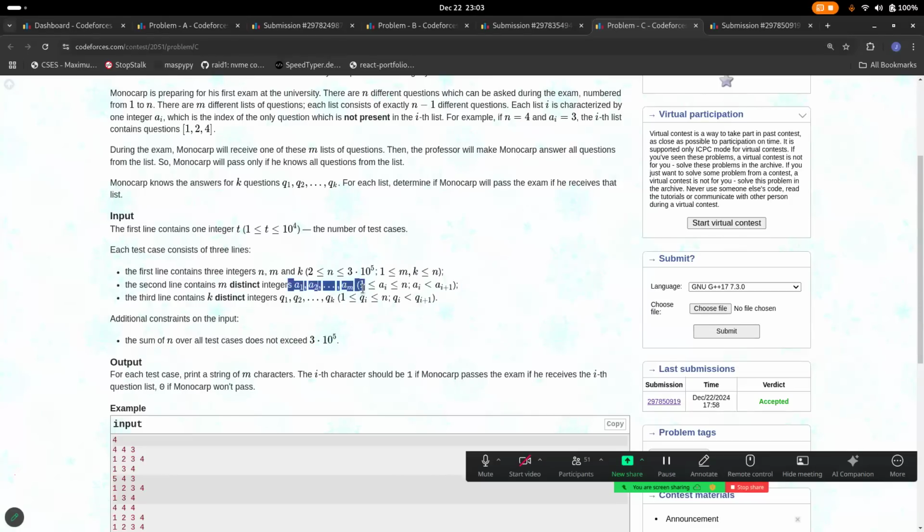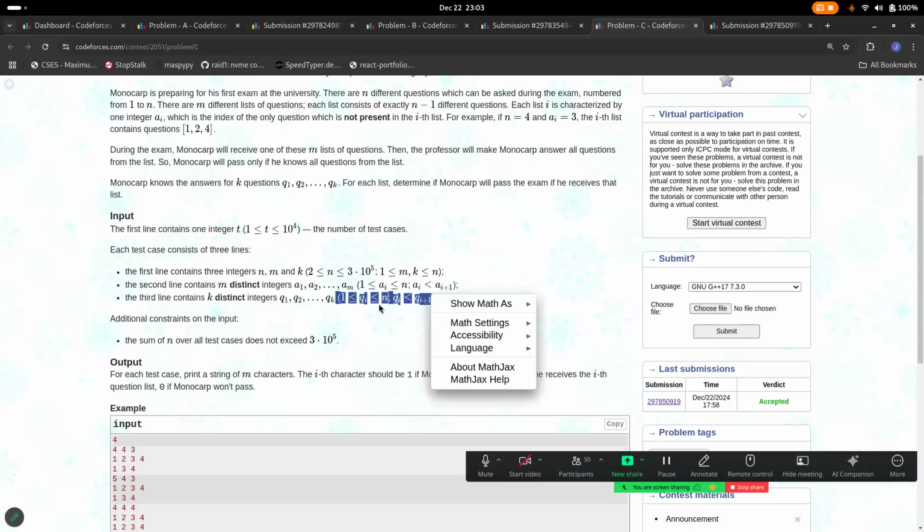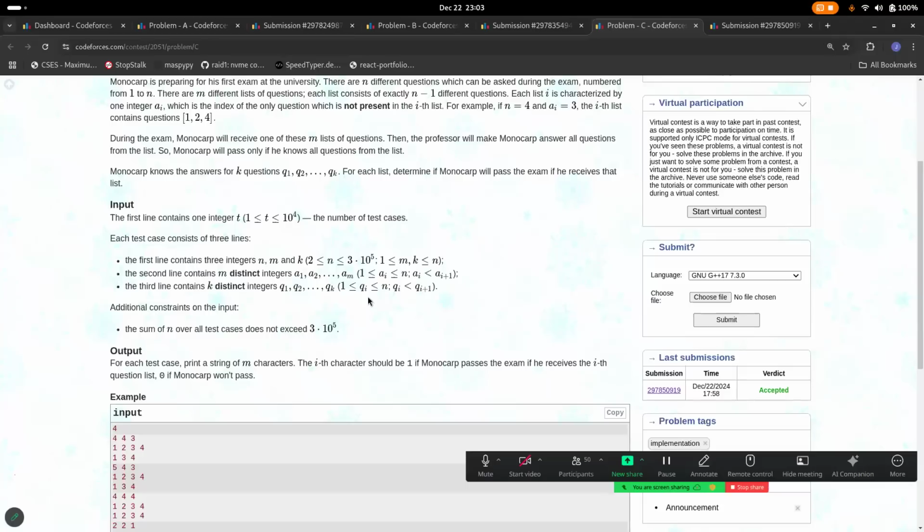Each list is represented by an integer between 1 and n, and the lists are given in increasing order of the question they don't contain, and also the q of i, the questions for which Monograph knows the answer.